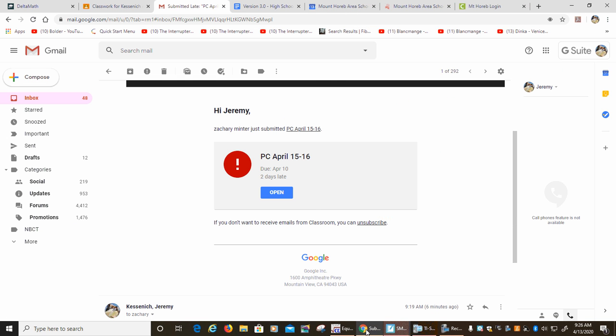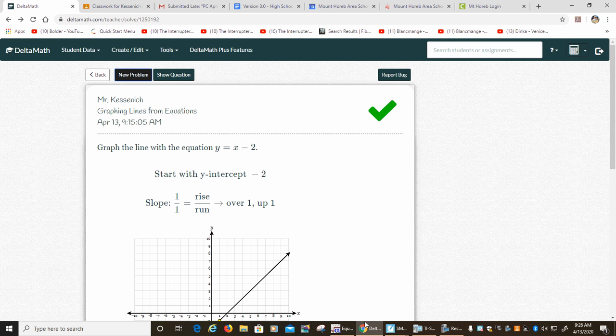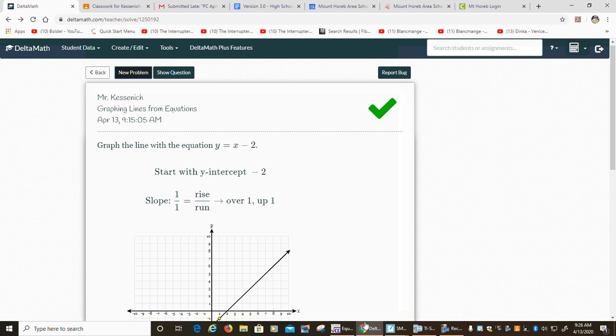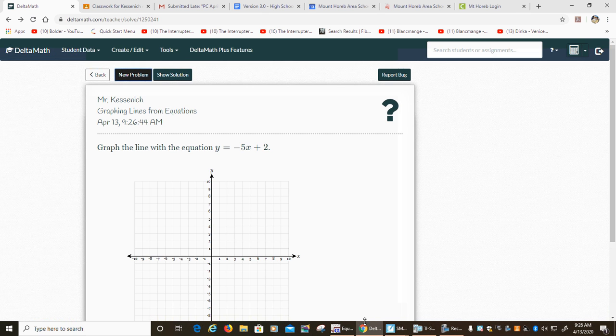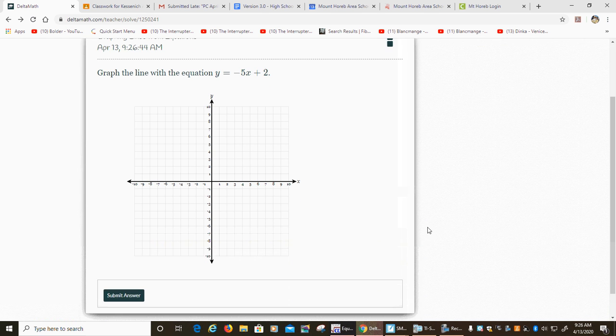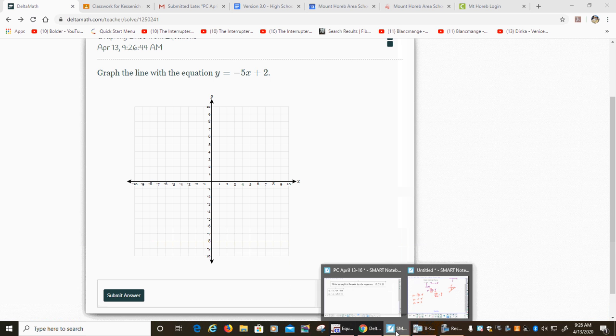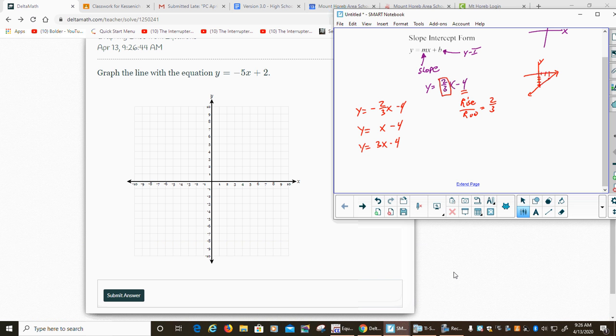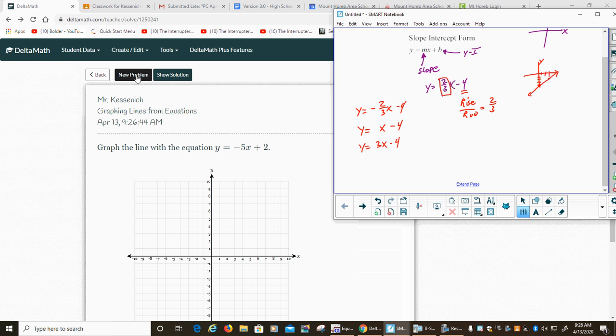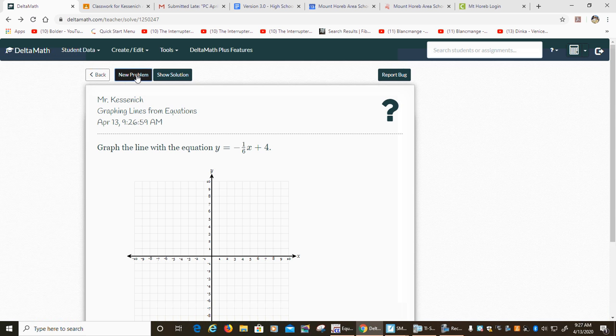Okay, so Delta Math. All right, here we go. Let's get a new problem. And sometimes it works better, seemingly, when this screenshot is up. It lets you see the cursor better. Why? I don't have a clue. So for this, I'm going to judiciously pick one to start with. Let's go with a nice positive slope one. Come on, there we go.